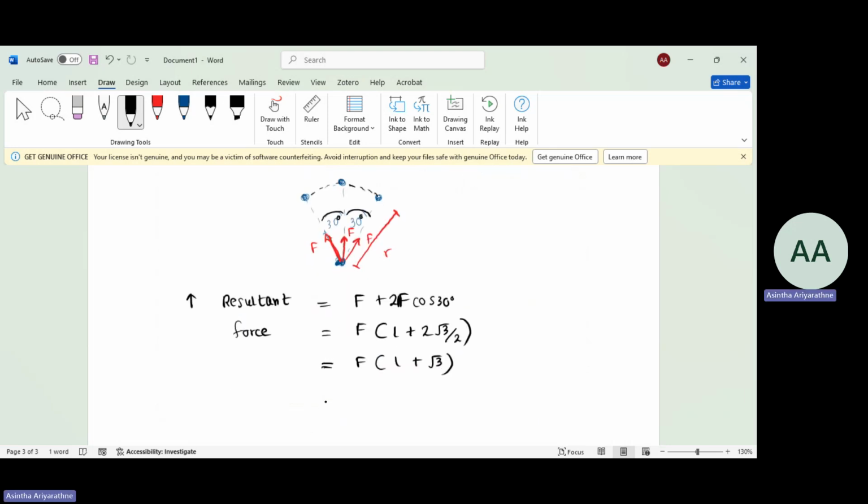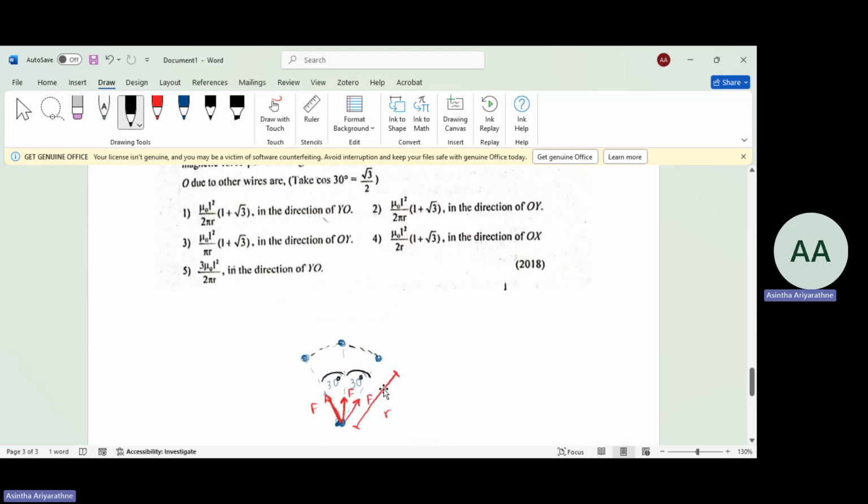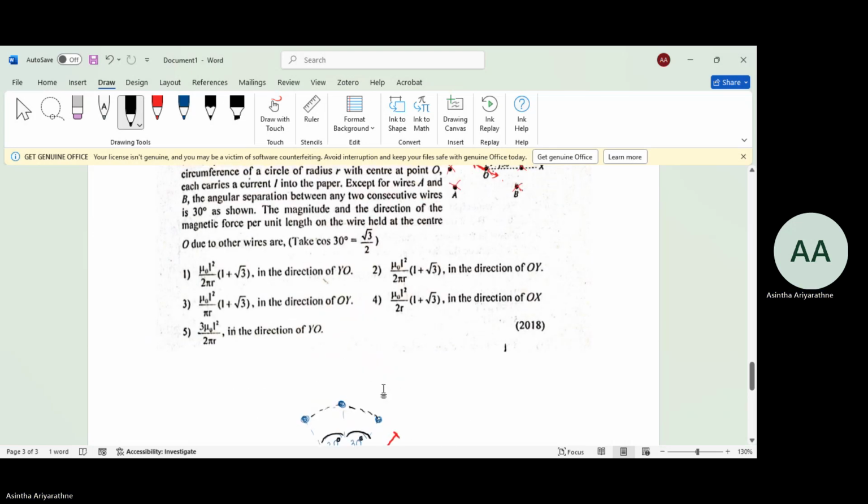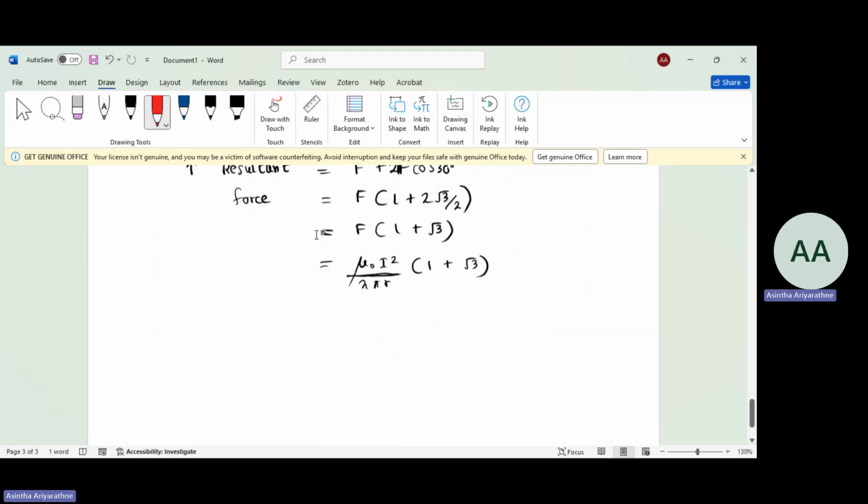F, we can find it. It is mu naught I squared over 2 by R times 1 plus root 2. What direction? Second law. The answer, right?